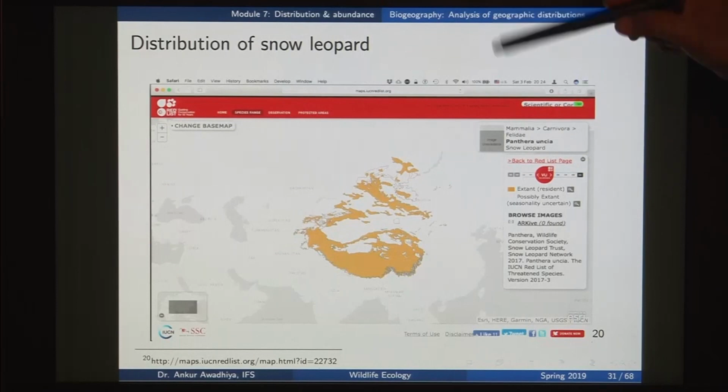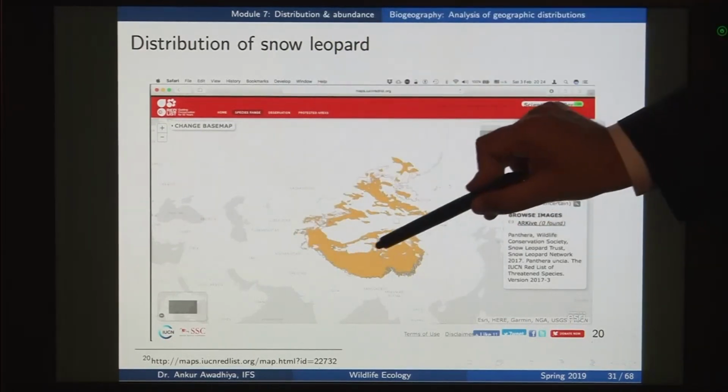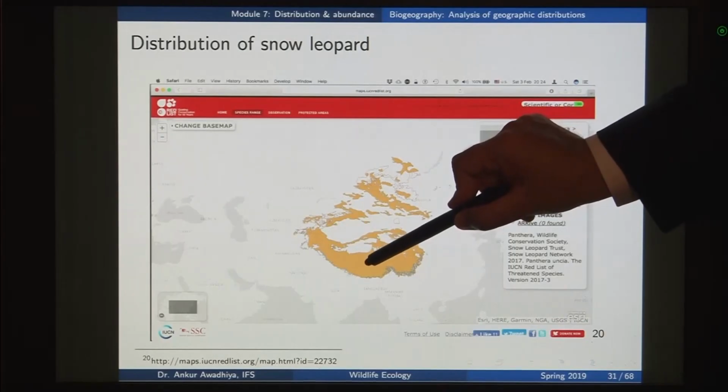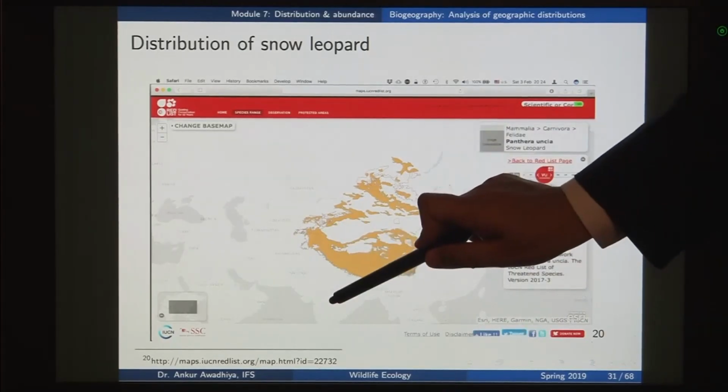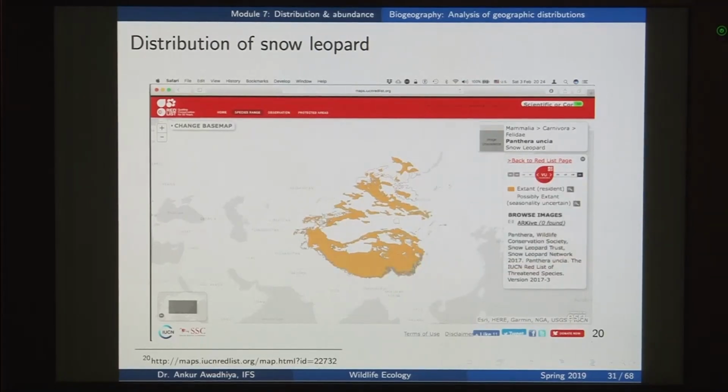So, here again you are asking two questions. If this is the distribution of snow leopard, why is snow leopard found here? That is the first question, and the second question is, why is snow leopard not found here? And once you have both these answers, then you can understand the distribution of any particular species.